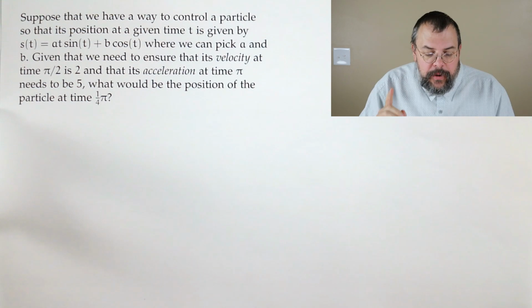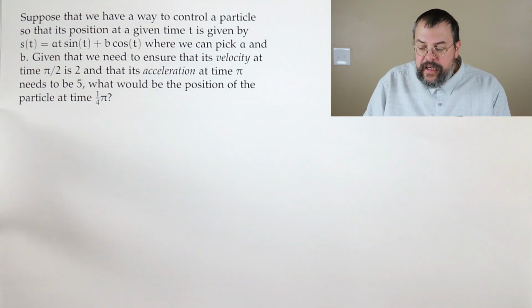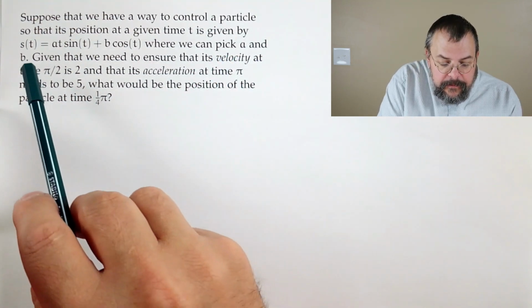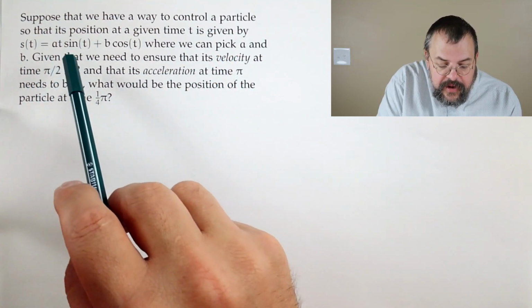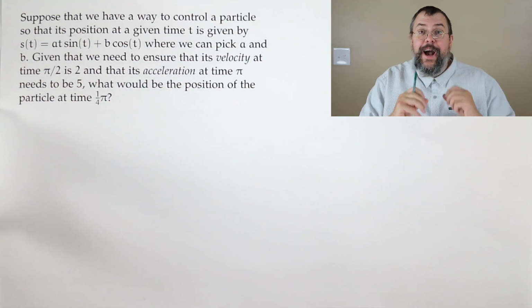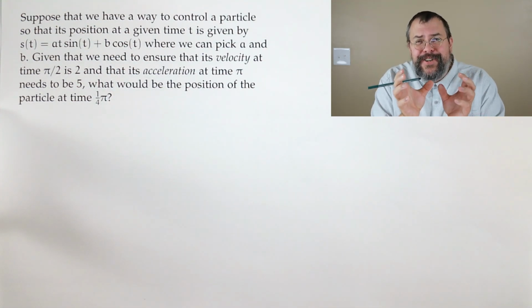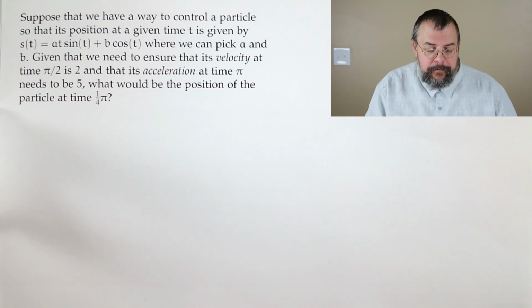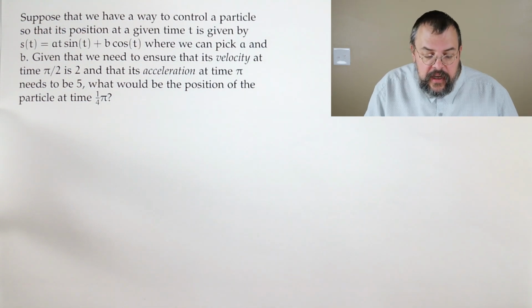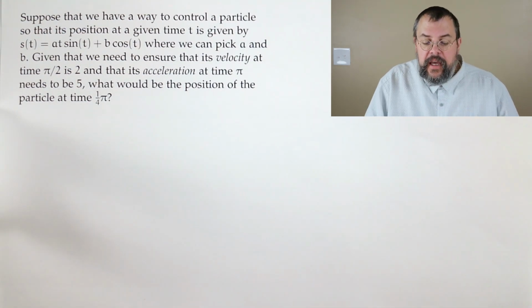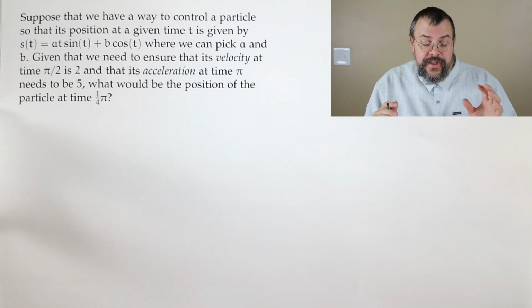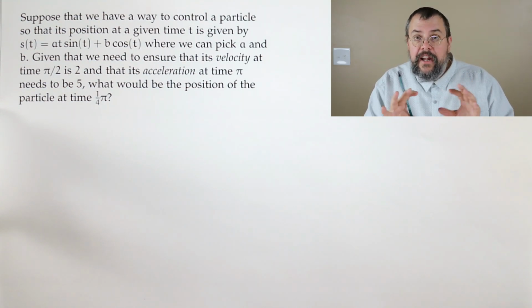All right. So we have a way to control a particle so that its position at a given time t is given by some function, a times t times sine t plus b times cosine t. And a and b, that's how we can control it. We can control those values, a and b. So we need to ensure that its velocity at time pi halves is 2 and that its acceleration at time pi is 5. So that's what we need.